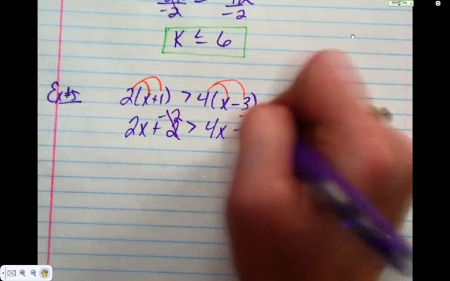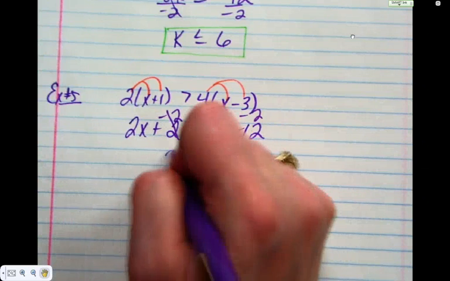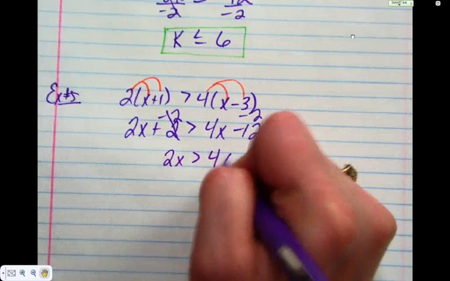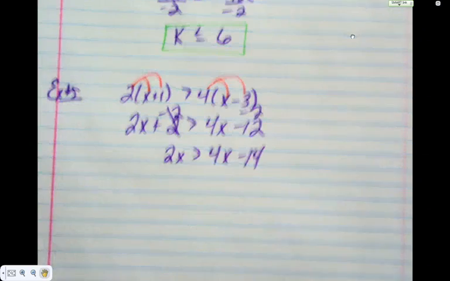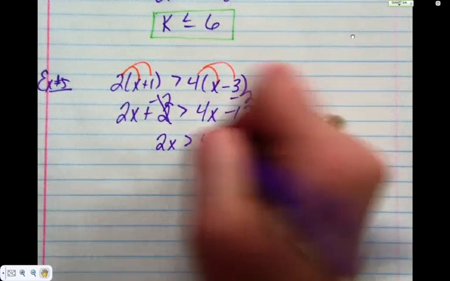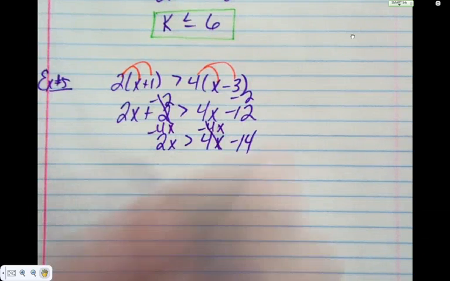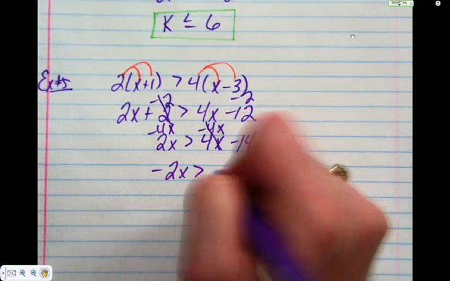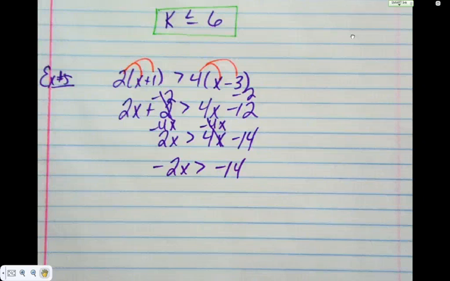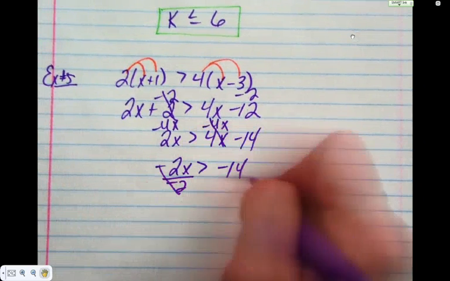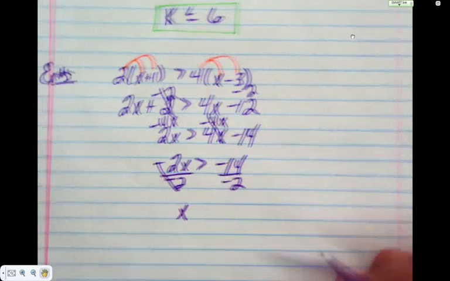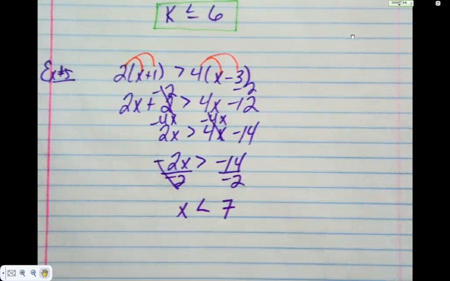Minus 2 on each side to get it off the left, which gives us minus 14. Minus 4x, which gives us negative 2x is greater than negative 14. Divide by negative 2. X, flip the sign, is less than 7.